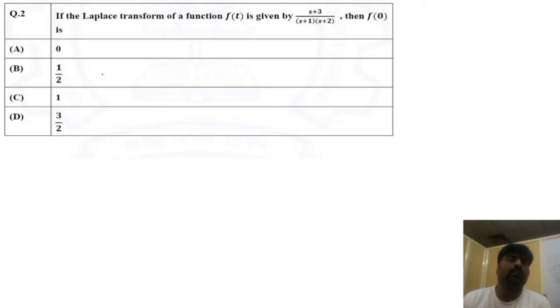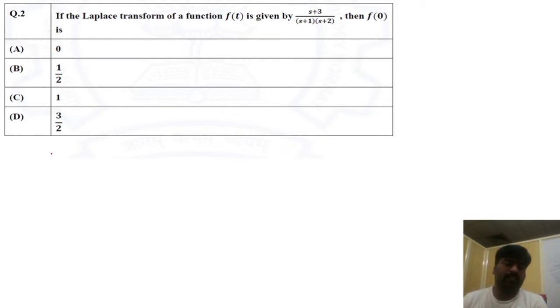It's a very easy one. Now coming to the second one: if the Laplace transform of a function f of t is given by s plus 3 by (s plus 1) into (s plus 2), then f of 0 is? This we can solve in two ways. First, find f of t and based on that find f of 0, or we can apply the initial value theorem. I'll solve both. Whichever you like, you can follow.